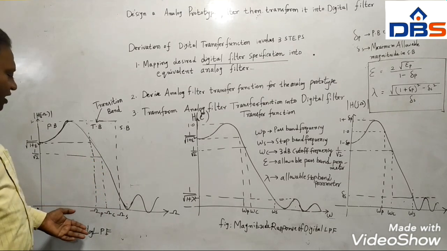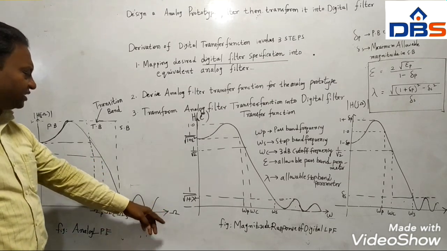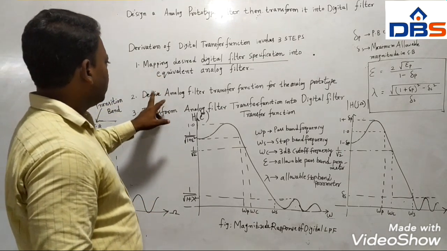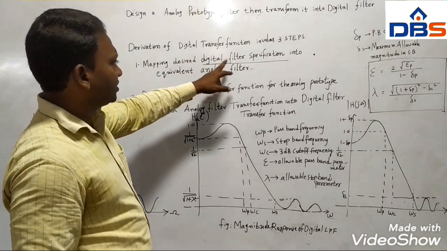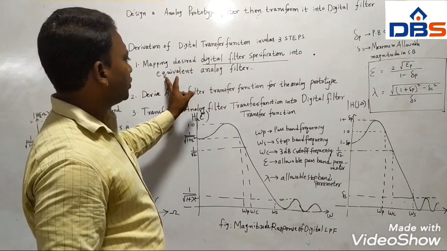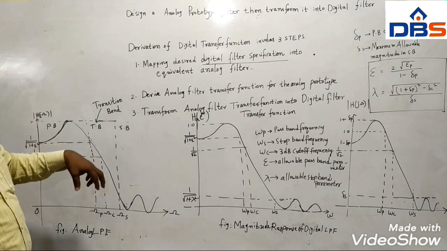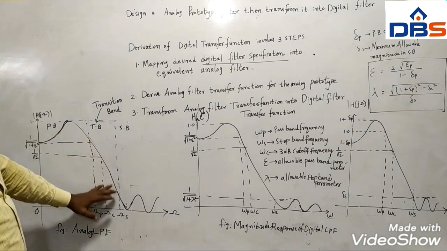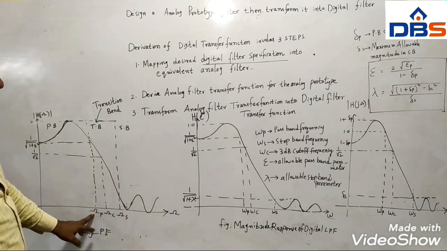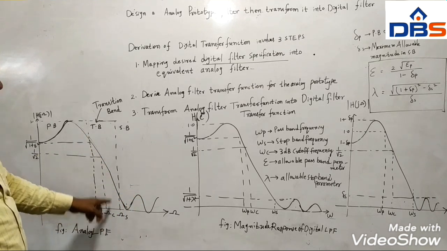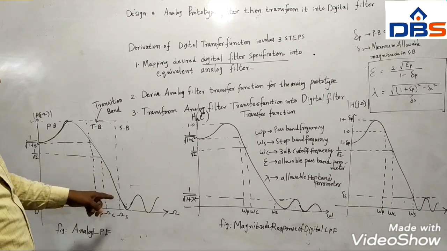Why I am saying analog is because we have to design this. So we map the desired digital filter specifications into an equivalent analog filter. Whatever digital filter specifications we need, we have to map them first into an analog filter. So omega p is the pass band frequency, omega c is the cutoff frequency, and omega s is the stop band frequency.